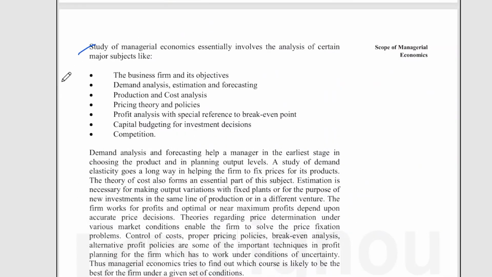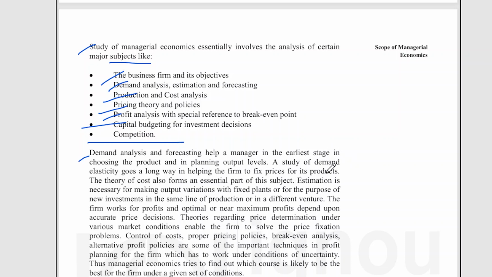Study of managerial economics essentially involves the analysis of certain major subjects like the business firm and its objectives, demand analysis, estimation and forecasting, production and cost analysis, pricing theory and policies, profit analysis with special reference to break even point, capital budgeting for investments, decision and competition. Okay. Demand analysis and forecasting help a manager in the earliest stage in choosing the product and in planning output levels. A study of demand elasticity goes a long way in helping the firm to fix prices for its products.